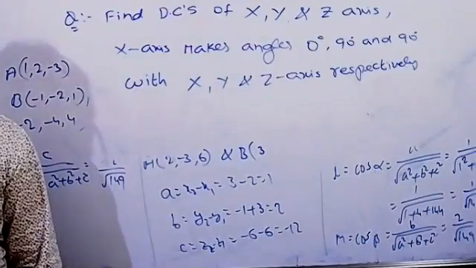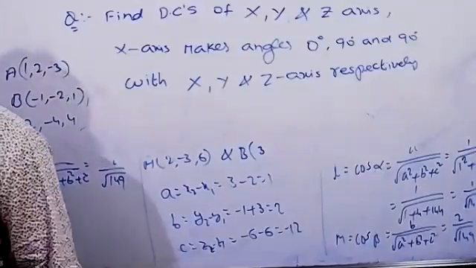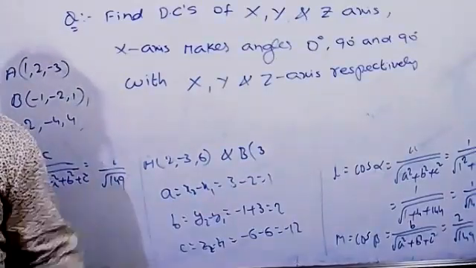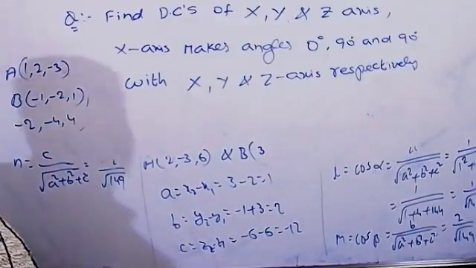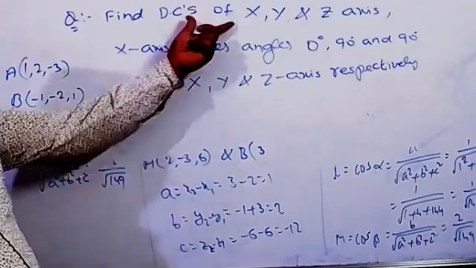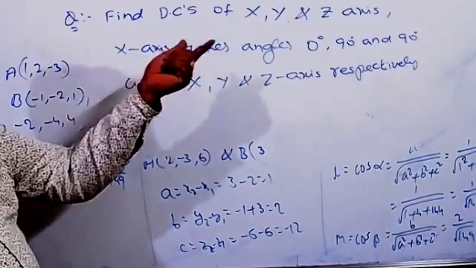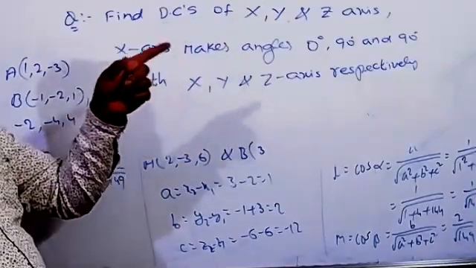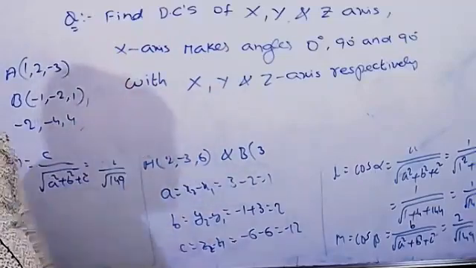Okay. But these kinds of questions are only small questions, don't think it is a 3 or 4 marks question. It is only for 2 marks. So, find the direction cosines of x, y and z axis. This is what we need to find now. And they give the clue here. The x axis makes angles 0 degrees, 90 degrees, and 90 degrees with x, y, and z axis respectively.